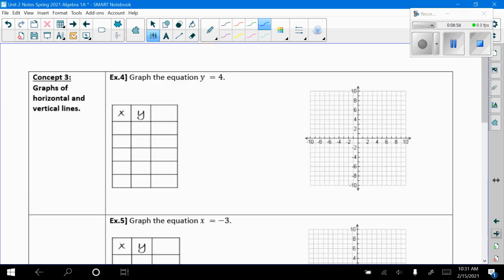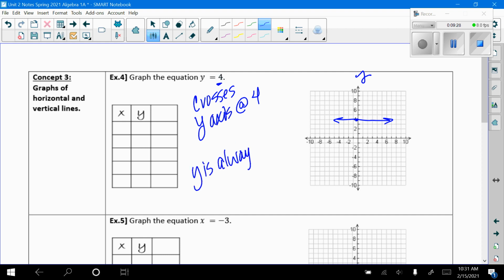The next one, concept 3. Concept 3 says graph the equation y equals 4. So hopefully we remember that y equals 4 means it crosses the y-axis at 4. So here's the y-axis. I'm going to cross it at 4, and it's going to go this direction. So basically, my y value is always 4.